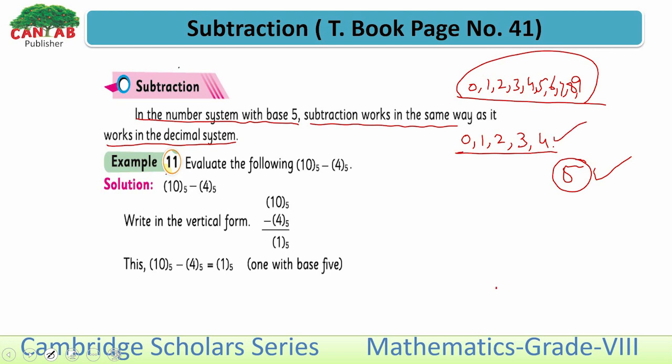Now look at example number 11. Evaluate the following: 10 with base 5 minus 4 with base 5. First of all, write these numbers in vertical form as we have done in addition. 10 minus 4.